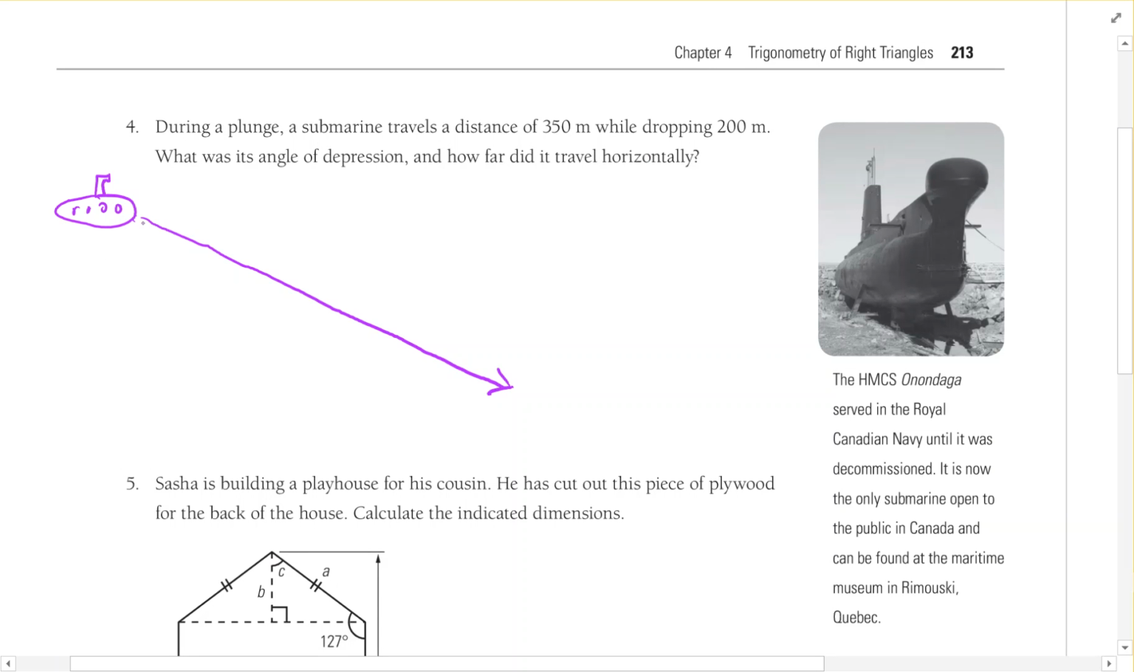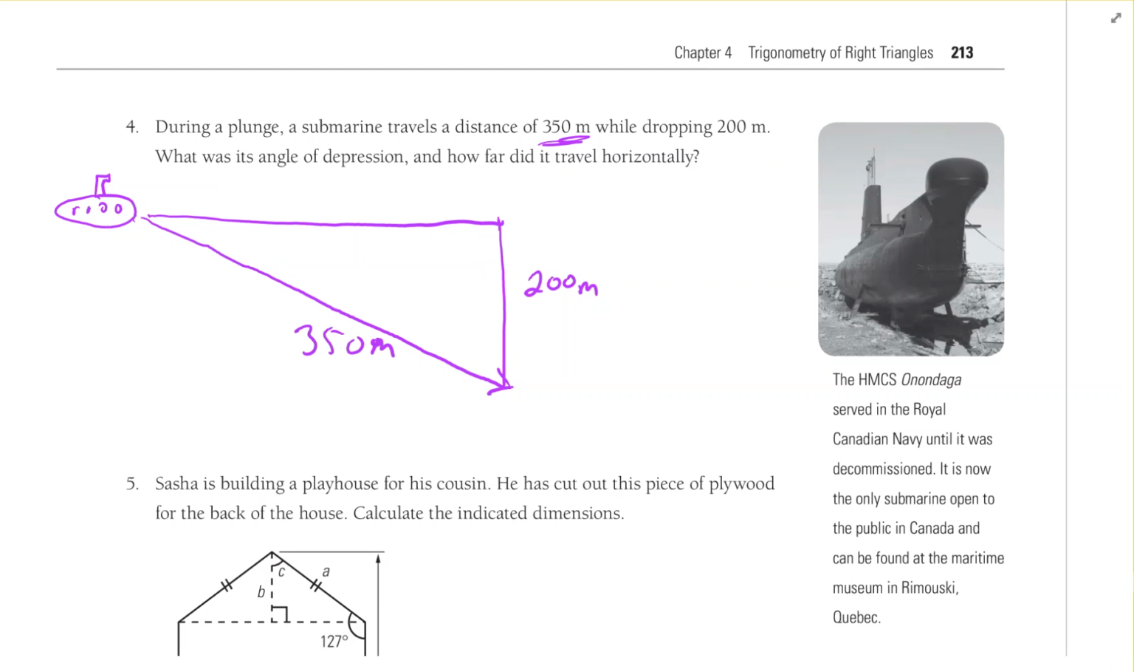It drops 200 meters, so I know that the side length here, let's say of this one, it's going to drop 200 meters. It's how far down it's going to go, right? I could connect that here too, right? So now it's really just said that it travels a distance of 350 meters. That's the total distance it goes on the hypotenuse of it. So 350 meters. So now it's asking what's the angle of depression and how far did it travel horizontally. So remember, depression means to push down, or going down from the horizontal. So I'll let you guys go ahead and answer number 4 now.